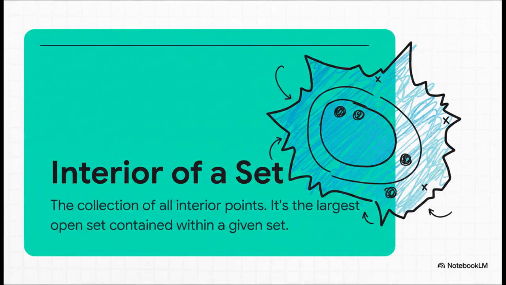Imagine you have a slice of bread with crusts. The interior is like cutting off all the crusts, leaving only the soft, open part in the middle. You're just getting rid of the boundary and keeping all the points that have that nice breathing room.